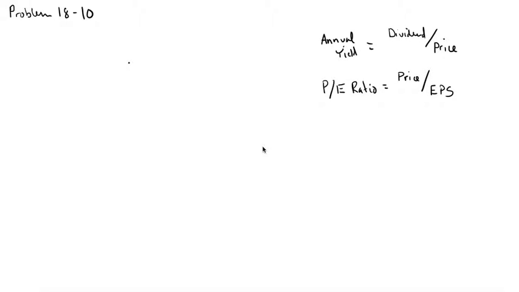Okay, let's work on problem 1810. 1810 is a dividend yield calculation. The stock of Pillsbury Company is currently selling at $60 per share. So its price, $60. The firm pays a dividend of $1.80 per share. Okay, and what is the annual dividend yield?